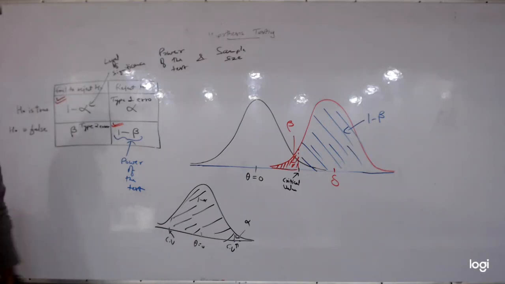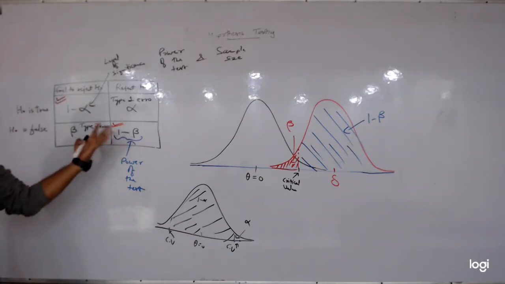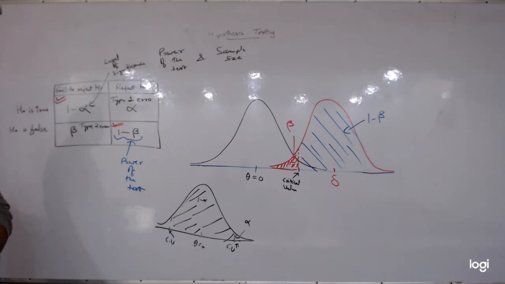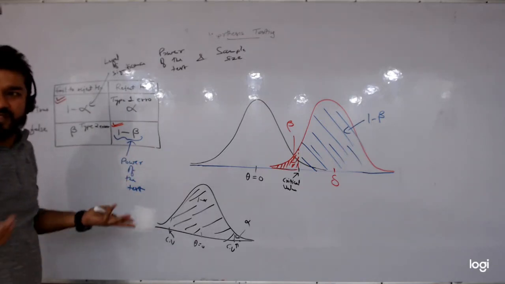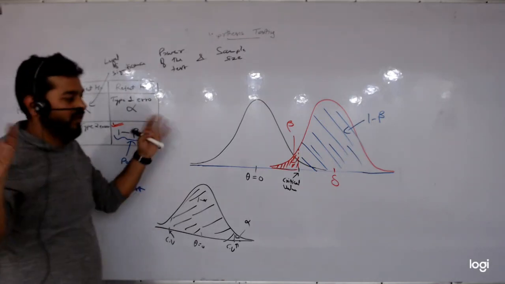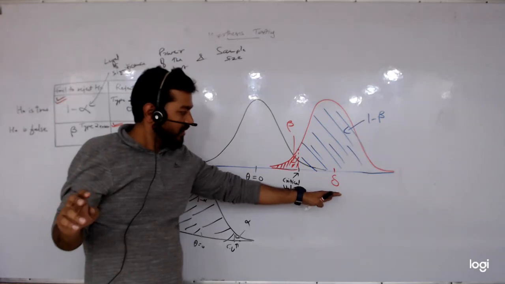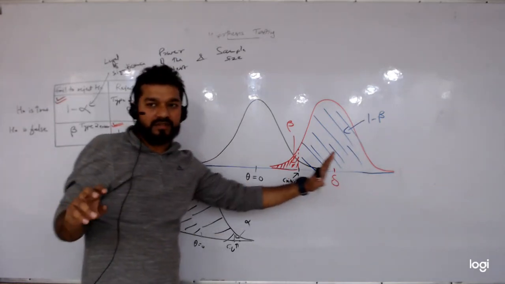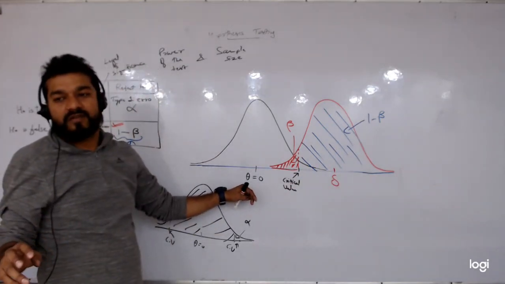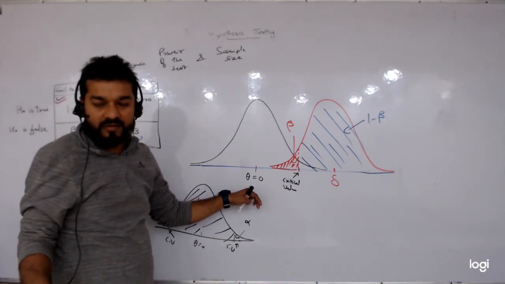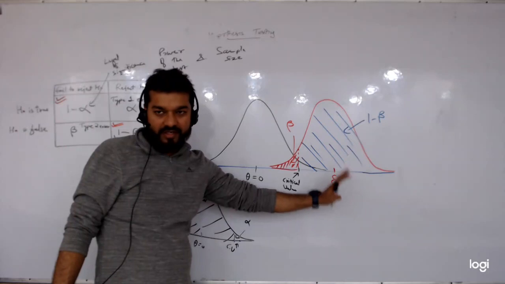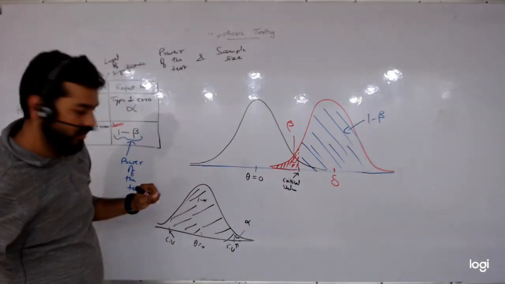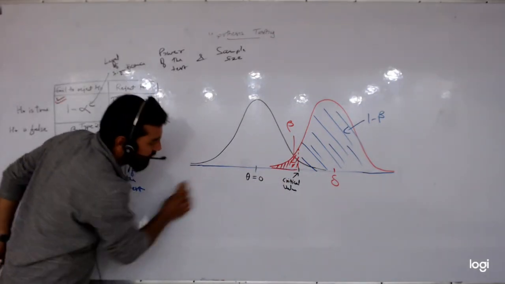Now, how does power of the test increase? How can we increase, or naturally, how does power of the test increase? If somehow naturally this is far away from whatever we have assumed is null. If we are assuming that there is no difference, if the actual difference is quite large, then power of the test would increase. Why so?